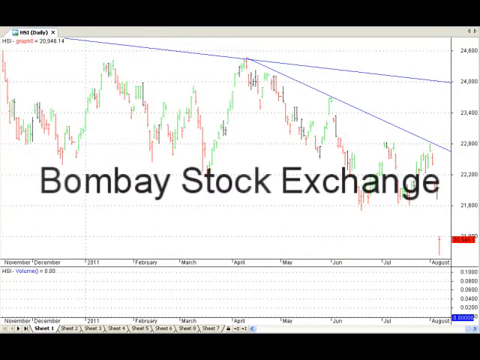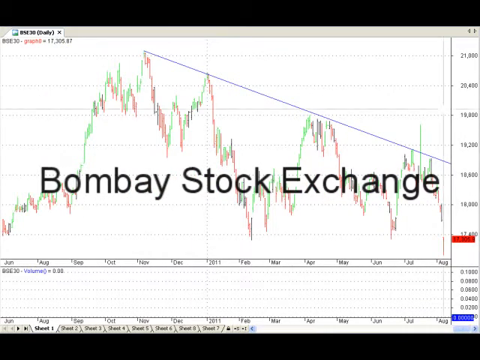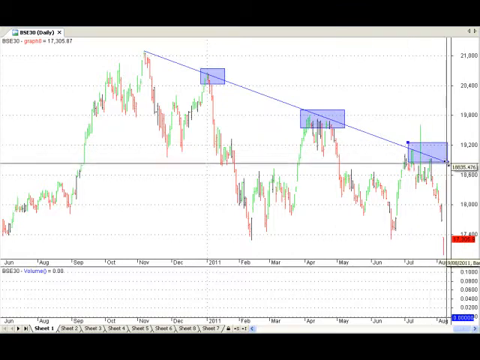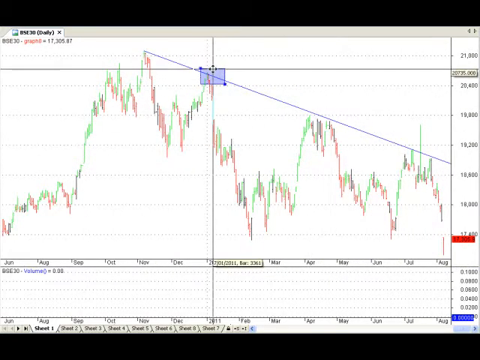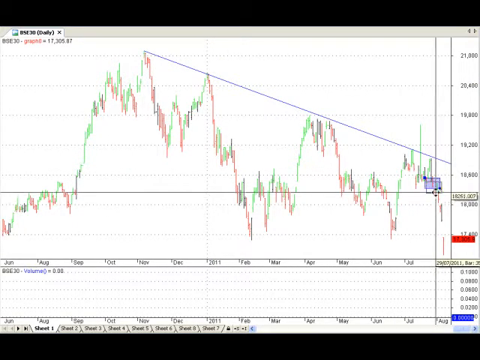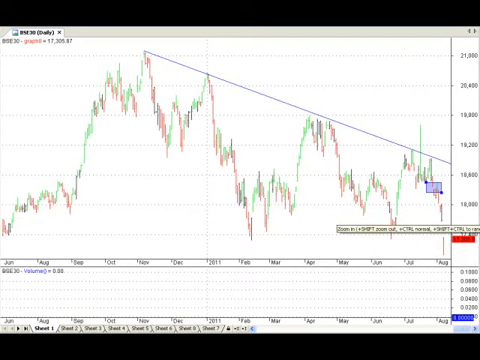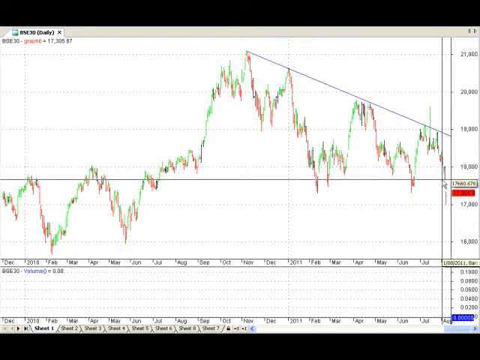Last but not least is the BSE 30, and look at this beautiful thing. It's 1, 2, 3, 4 times it's bounced off this downtrend line to the downside. So it's in a medium-term downtrend, and just last week got a short-term downtrend signal as well. So simple stuff. Very, very simple. Not rocket science in any way, shape, or form.